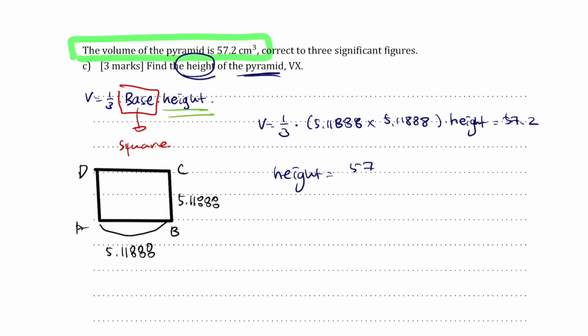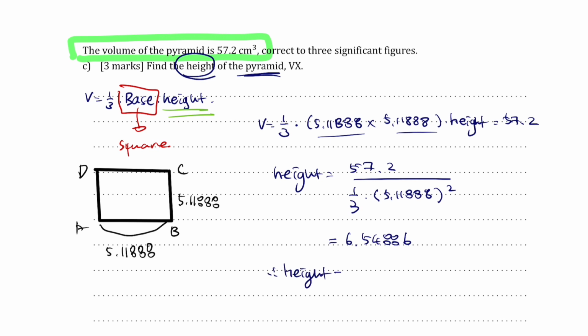Then solving for the height can give us the value of the height, right? So we can say 1/3 times 5.11888 squared, because there's two of them, will give us the value 6.54886. And since we need to identify our final answer in specific, we can say that the height is the same as 6.55.